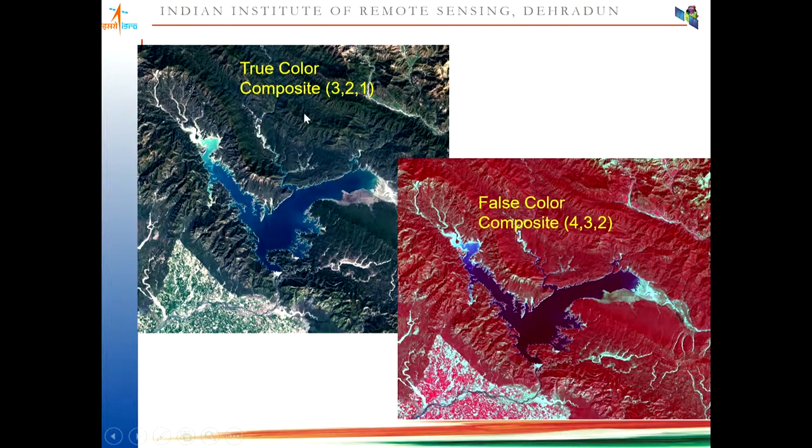Again, a true color composite or a natural color composite. This is the band combination used. This is a false color composite in which vegetation features here appear red, built up features and sand appears in the cyan tone, water appears in dark, right? So here you see shallow water appears light blue, and as we go deeper inside it becomes darker.